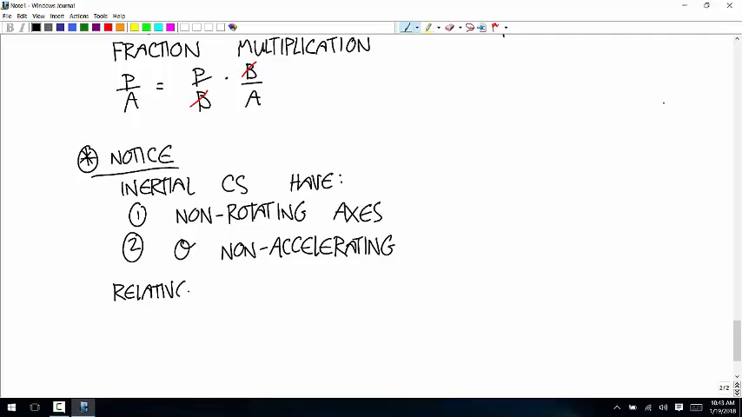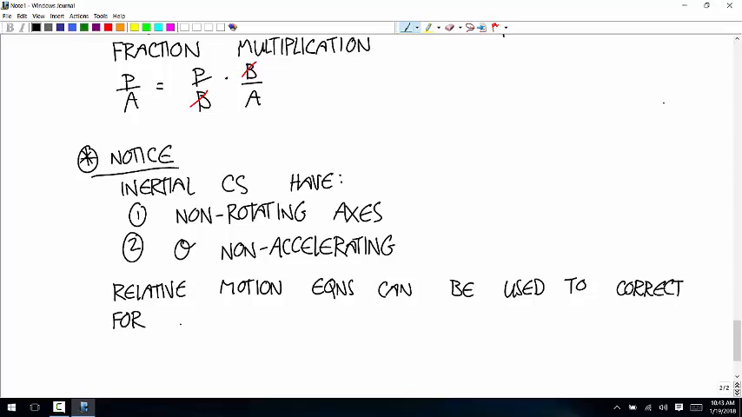So the relative motion equations can be used to correct for an accelerating origin. Well, let's think for a second about how that works. Just like we thought about how it would appear to screw up Newton's second law if you're measuring acceleration in a rotating coordinate system.